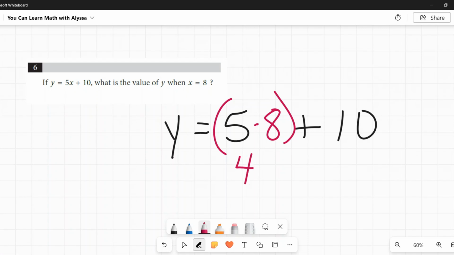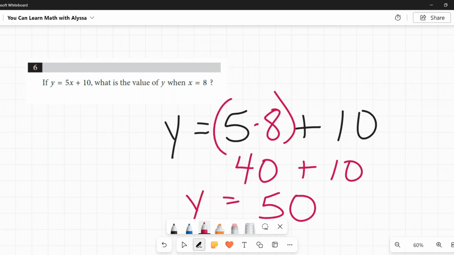5 times 8 is 40. I need to add 10, and that gives me 50. So when x is 8, y is equal to 50. 50 is my answer.